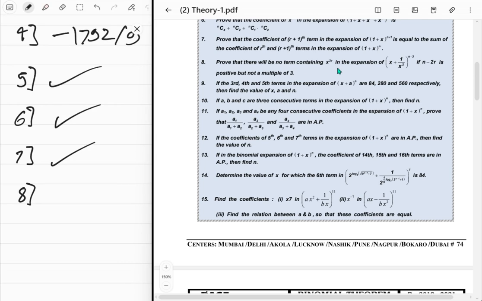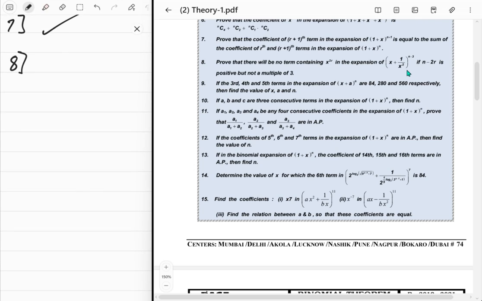How would you get this thing? So no term containing it. Well, that's different because this is positive right there, and cancellation of terms is not going to happen. Really what we are saying is that this just won't occur ever, right? That means the general term containing x power 2r just won't be there.